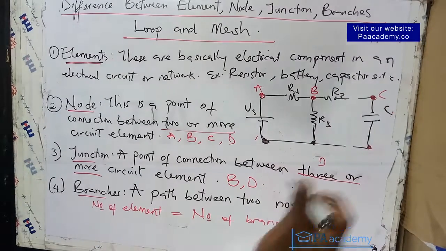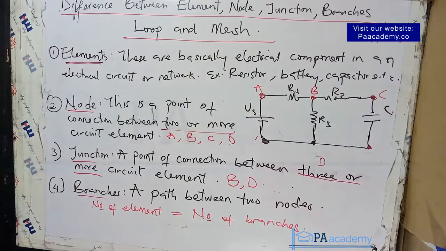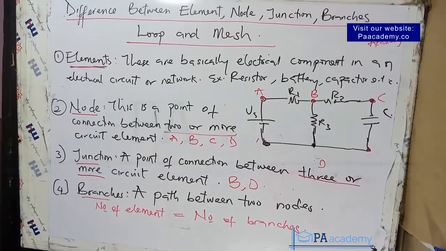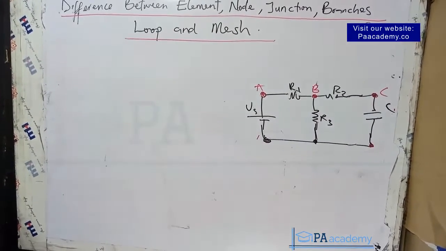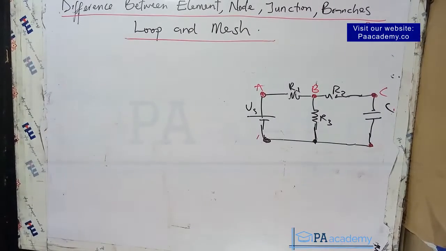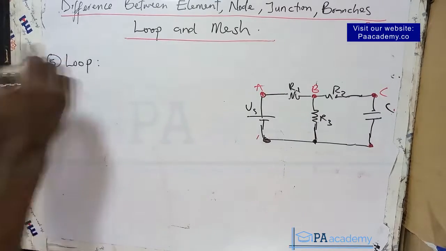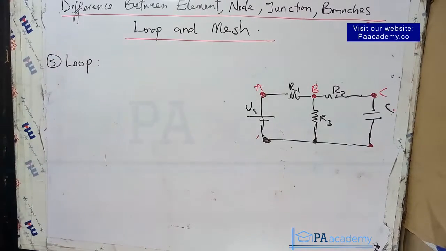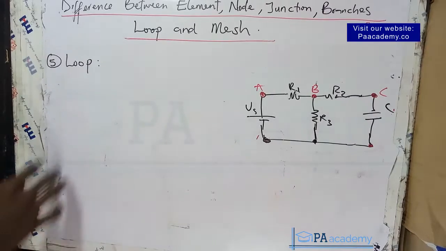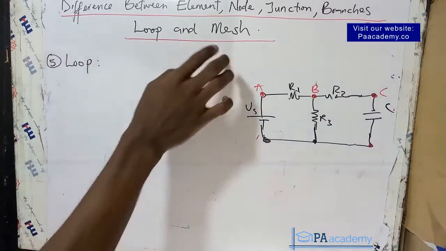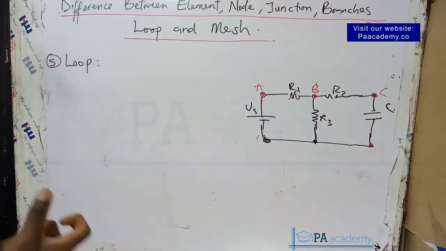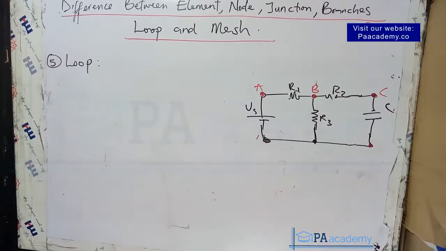So let me join those lines back. So far we've looked at 4. Now we have 2 more to look at, which are the loop and mesh. Alright, so let's continue. That is the 5th one, which is loop. I want you to pay attention to this very clearly, because if you can understand the difference between loop and mesh and generally everything, it will make it easier for you when we start looking at mesh analysis, supermesh, Norton's theorem, and Thevenin's theorem and analysis.